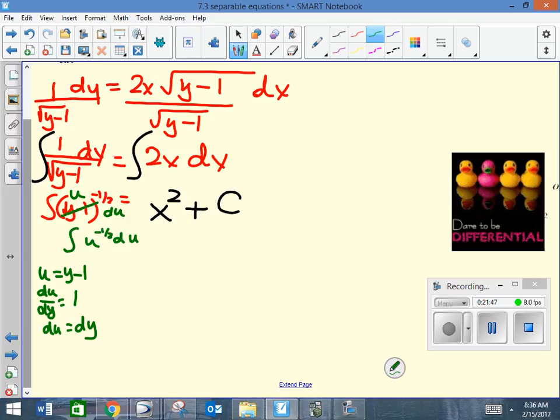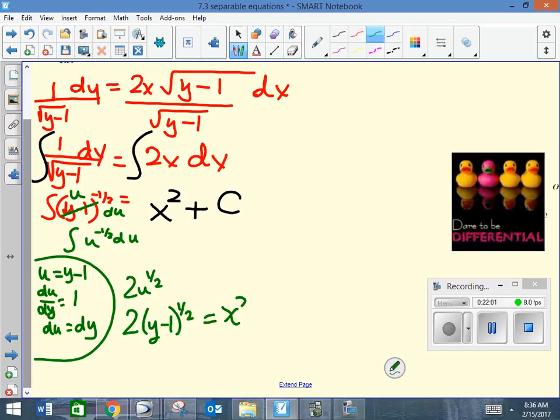What is it? 2u to the 1/2. Okay, and this is an antiderivative, so u has got to go back in. So (y minus 1) to the 1/2 equals, pick it up where we left, x squared plus c. Okay, did I lose anybody?